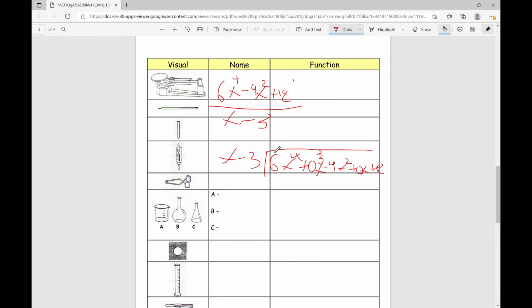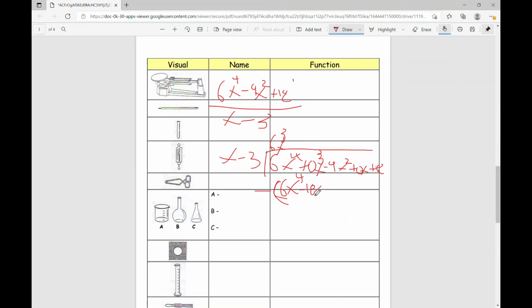So now let us follow the steps. 6x to the 4th divided by x. If you're not sure, you can write it out like this. It's going to be 6x to the 3rd, 6x cubed. You can do that if you need help with visual understanding of the division. But yes, this is going to be 6x cubed. And now that we divided that, we're going to multiply. Don't forget to distribute that negative sign. So now 6x cubed times x is 6x to the 4th. And now negative 3 times 6x cubed is negative 18x cubed.